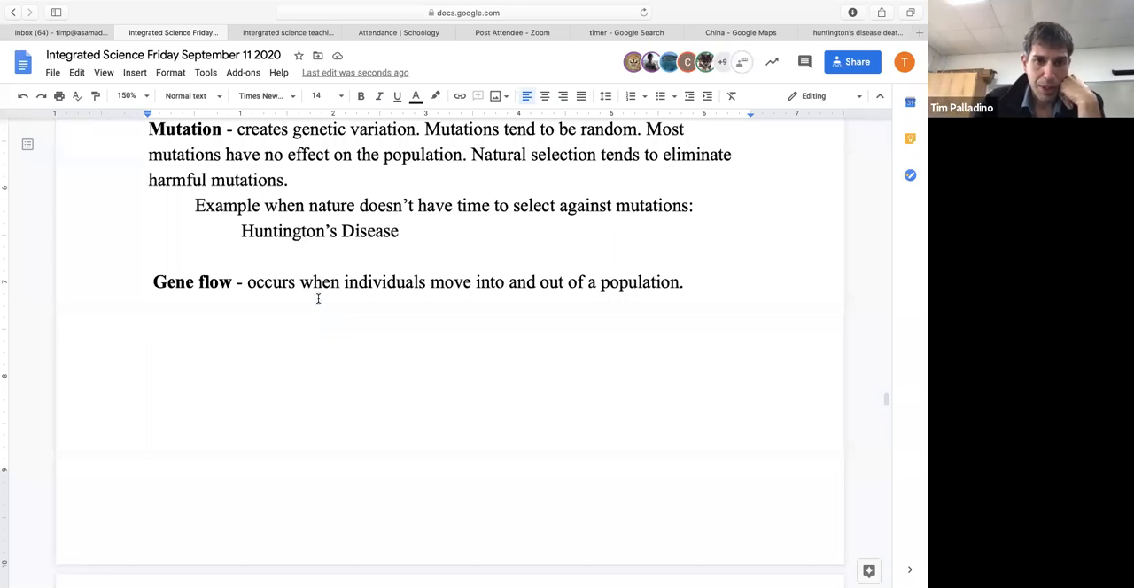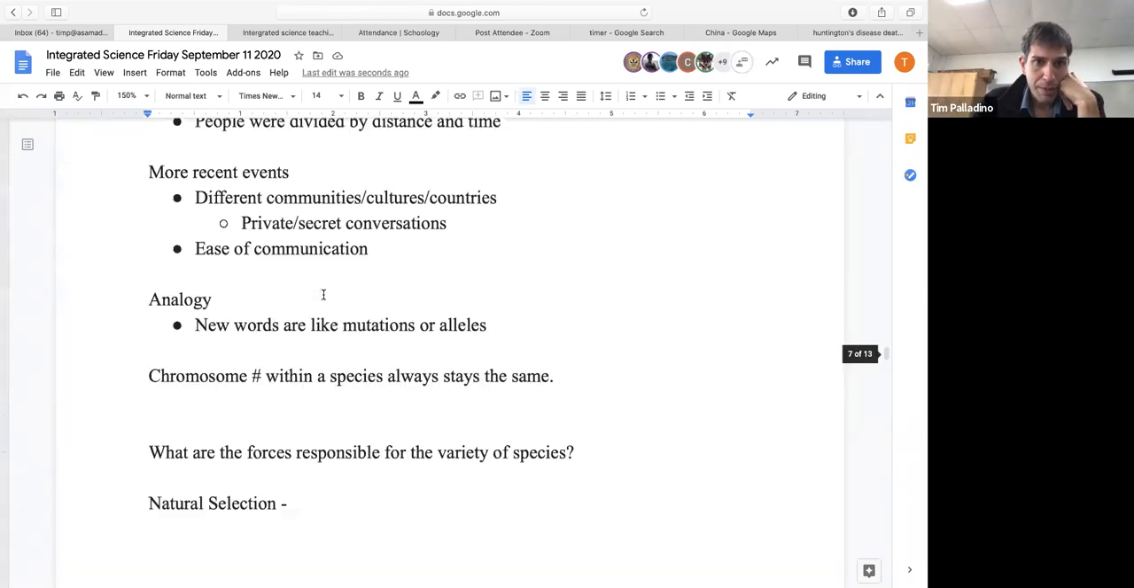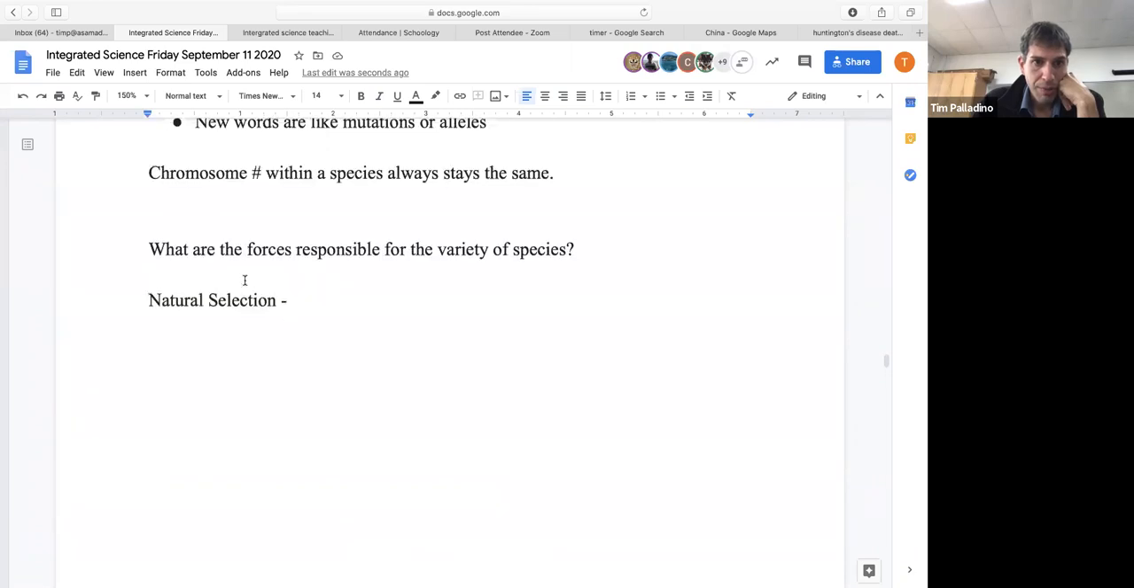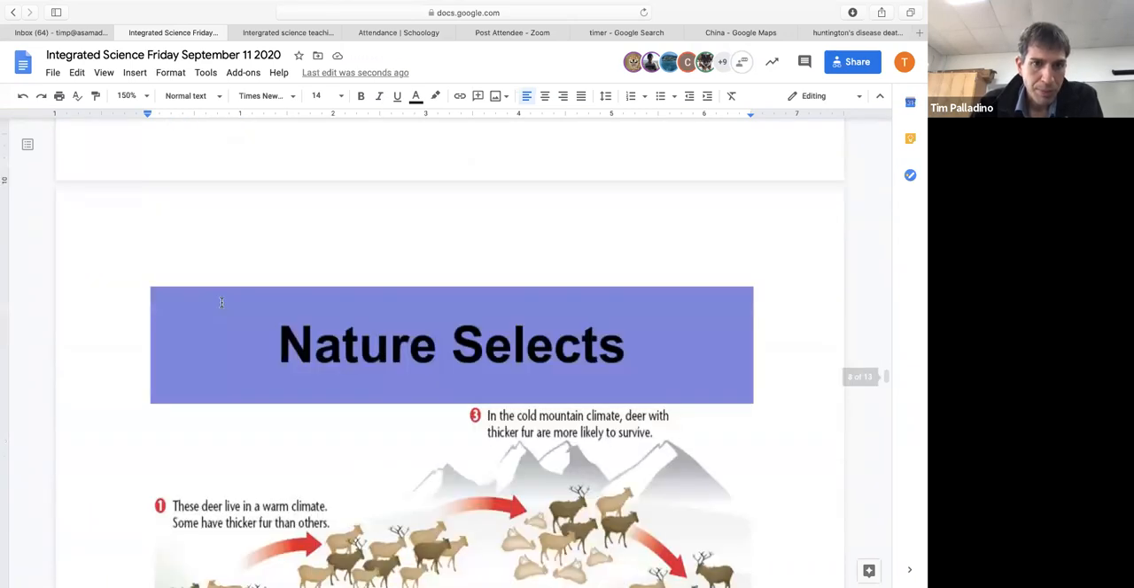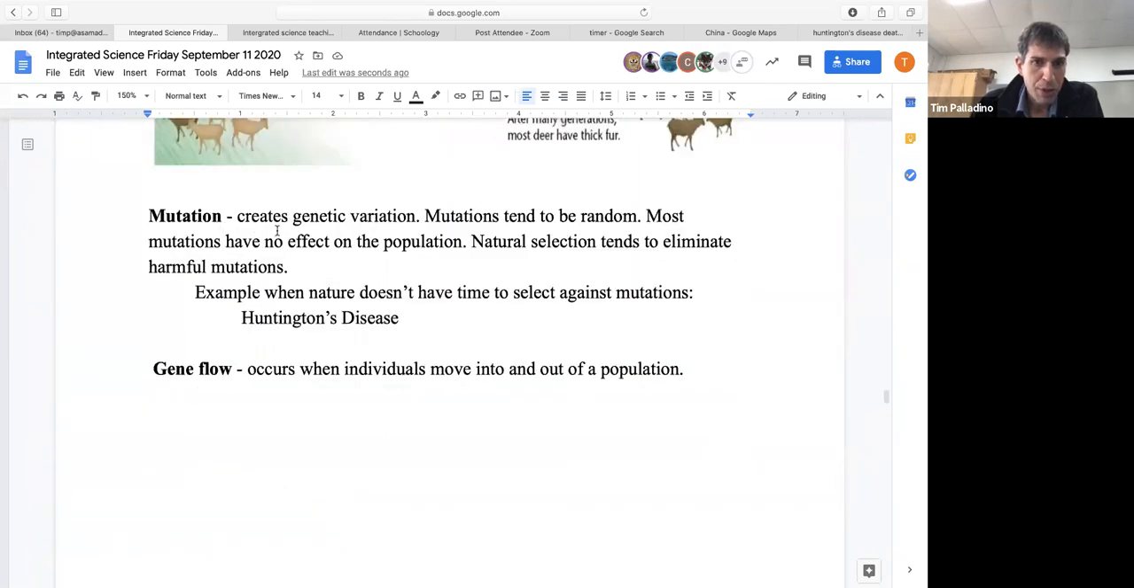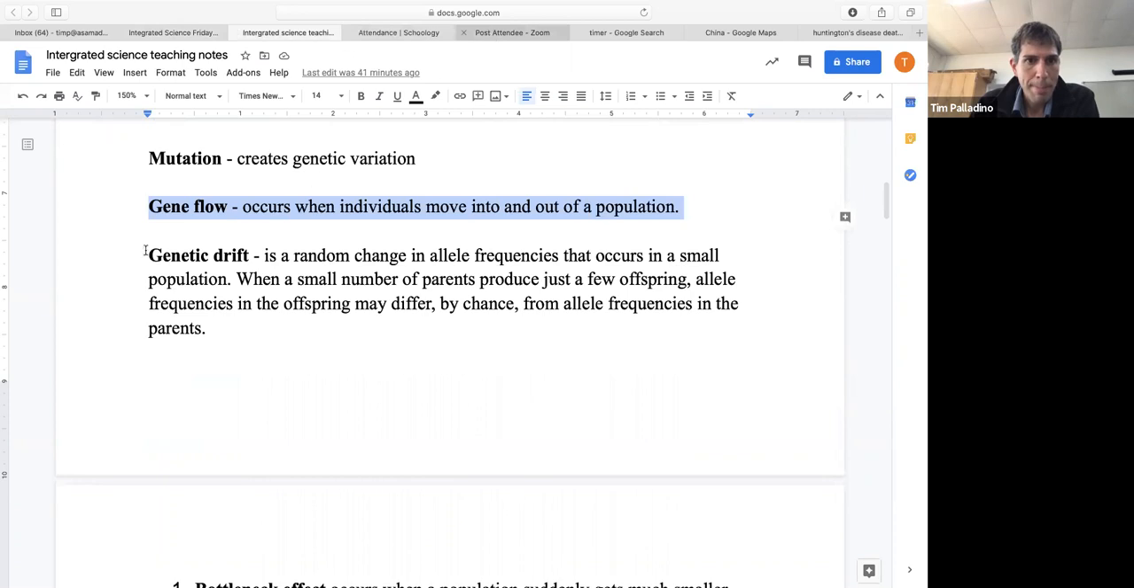So right now we're talking about what causes species to change over time. What are the forces responsible for the variety of species that we have on Earth? Natural selection is one. Mutation, so genes change over time through random chance. You have genes that move into and out of different populations of people. And then the last one is this thing called genetic drift, and there's actually two different types of this.